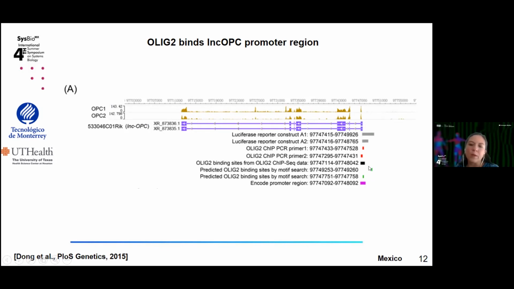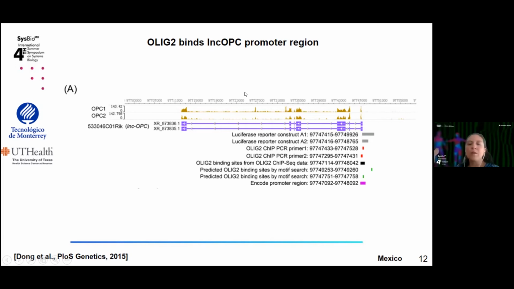And then we also made a motif analysis, and of course there were transcription factor binding site motifs in this region. ENCODE also has a set of promoter regions, and there's a promoter region defined by ENCODE.